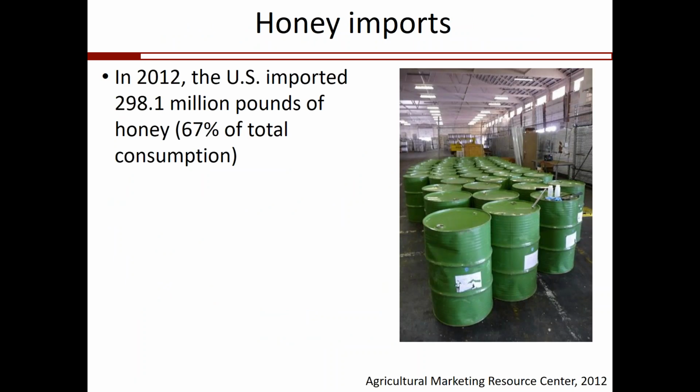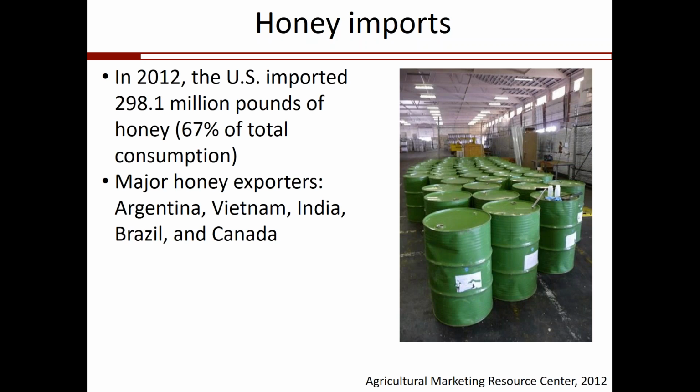So in terms of imports, in 2012, the United States imported almost 300 million pounds of honey, which represents close to 70% of the total consumption. And a lot of the major honey exporters that import into the US are Argentina, Vietnam, India, Brazil, and Canada. So this bullet point is missing one major country, it's not included here, and that's China.